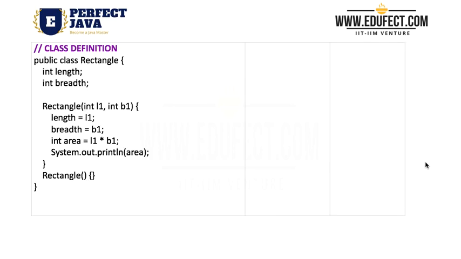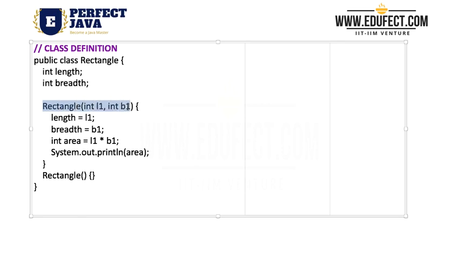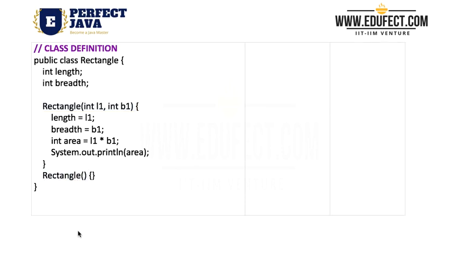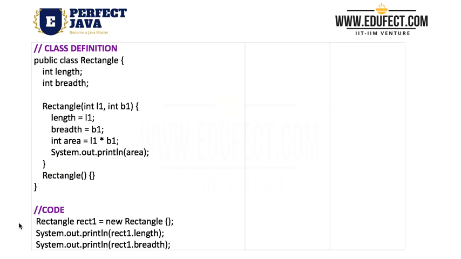Let's look at one more example. Here we have the class Rectangle and we have declared two constructors. The first constructor takes two parameters of type int, and the second constructor does not take any parameters. So we have two different constructors in the class Rectangle. Let us see how we are using them.